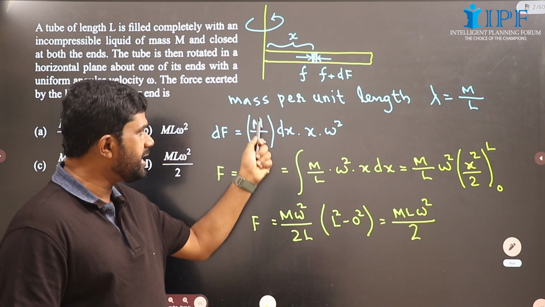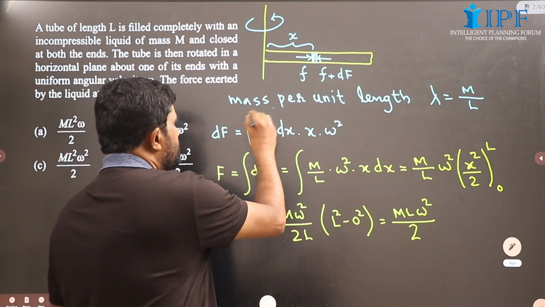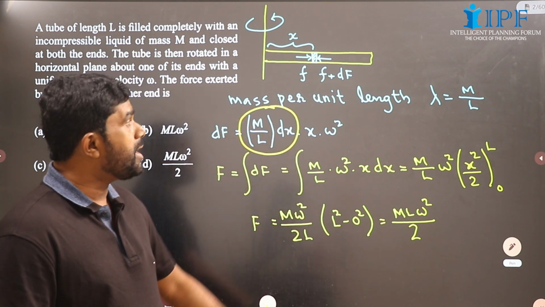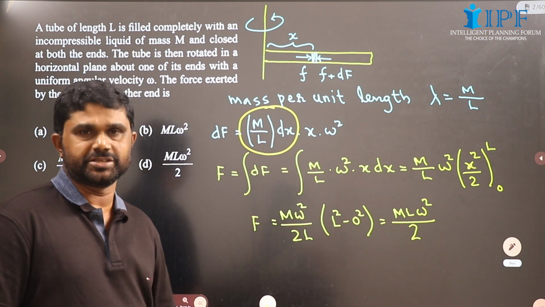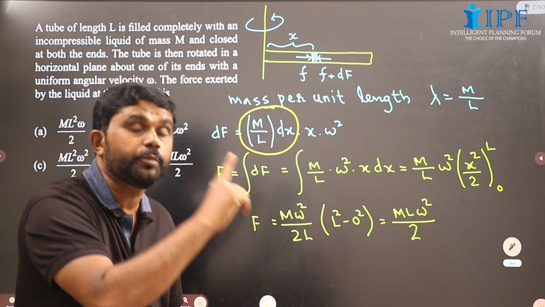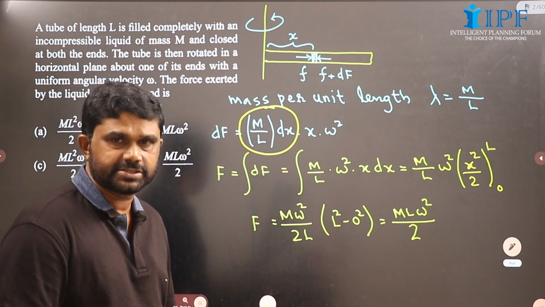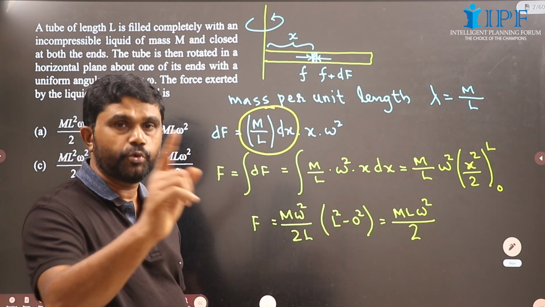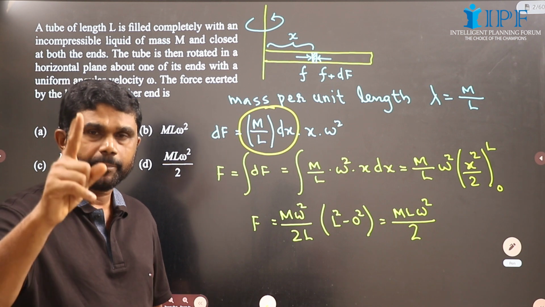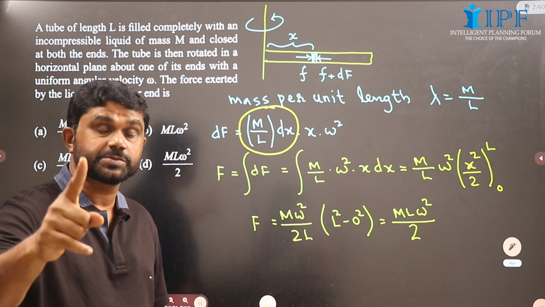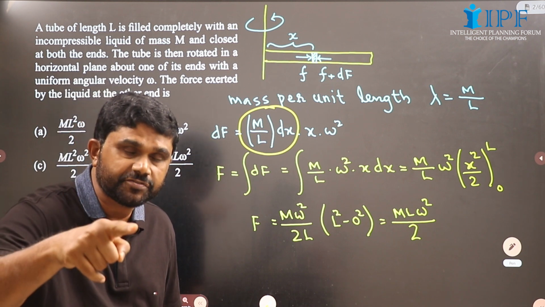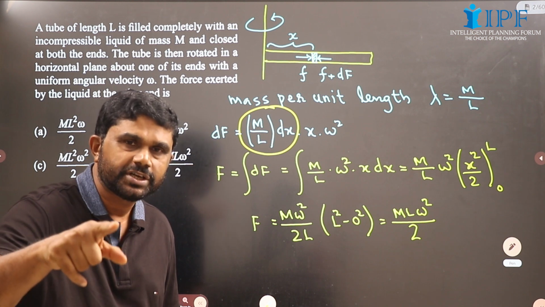Lambda dx will be m by L into dx. So this much is the mass of this small element. As the tube rotates about this fixed axis, that element will be moving in a circle. Whenever a particle is moving in a circle, there must be an unbalanced force, a resultant force directed towards the center.